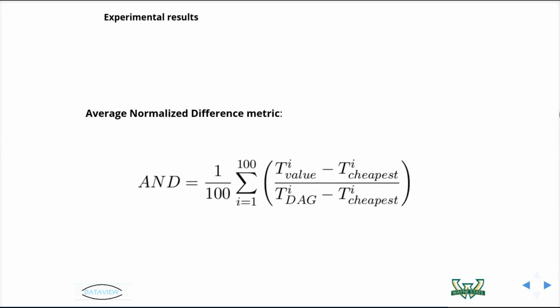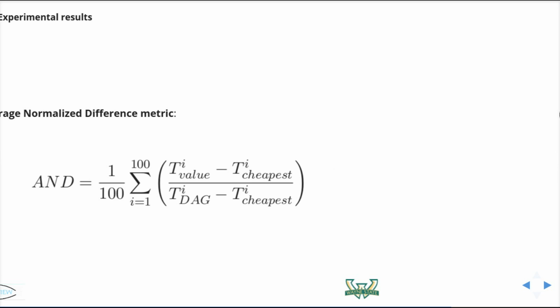But in each case we take 100 runs, and the average value can help us. Therefore, the average normalized difference metric can be computed through this equation, where the subscript i denotes the ith run.